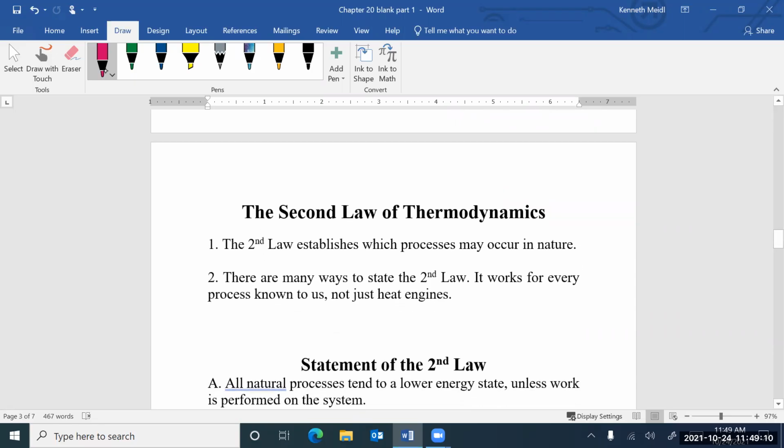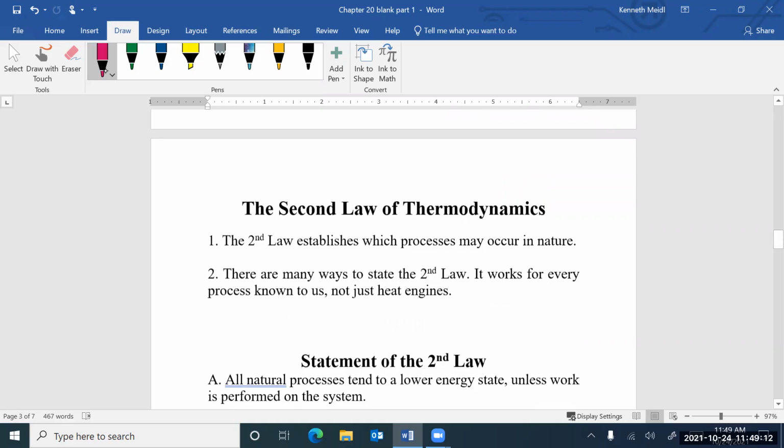And so let's take a look here. Statement number one of the second law of thermodynamics: all natural processes tend toward a lower energy state unless work is performed on the system. I typically like that statement of the second law because it really applies to just about everything, right? Why does the ball go down the hill? Well, that must be a lower energy state, and so it's losing potential energy. Unless you perform work on the system, and that means pushing the ball up the hill.